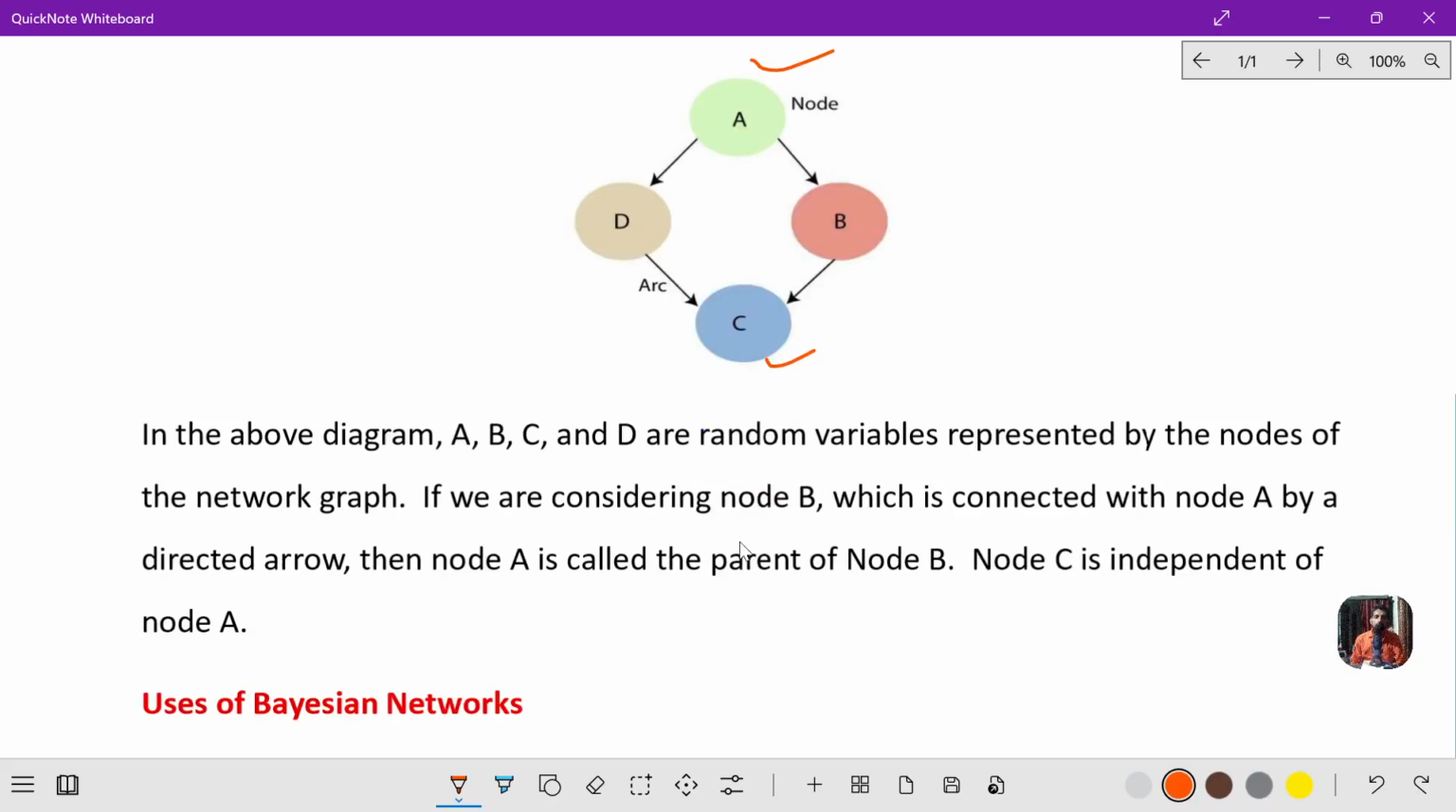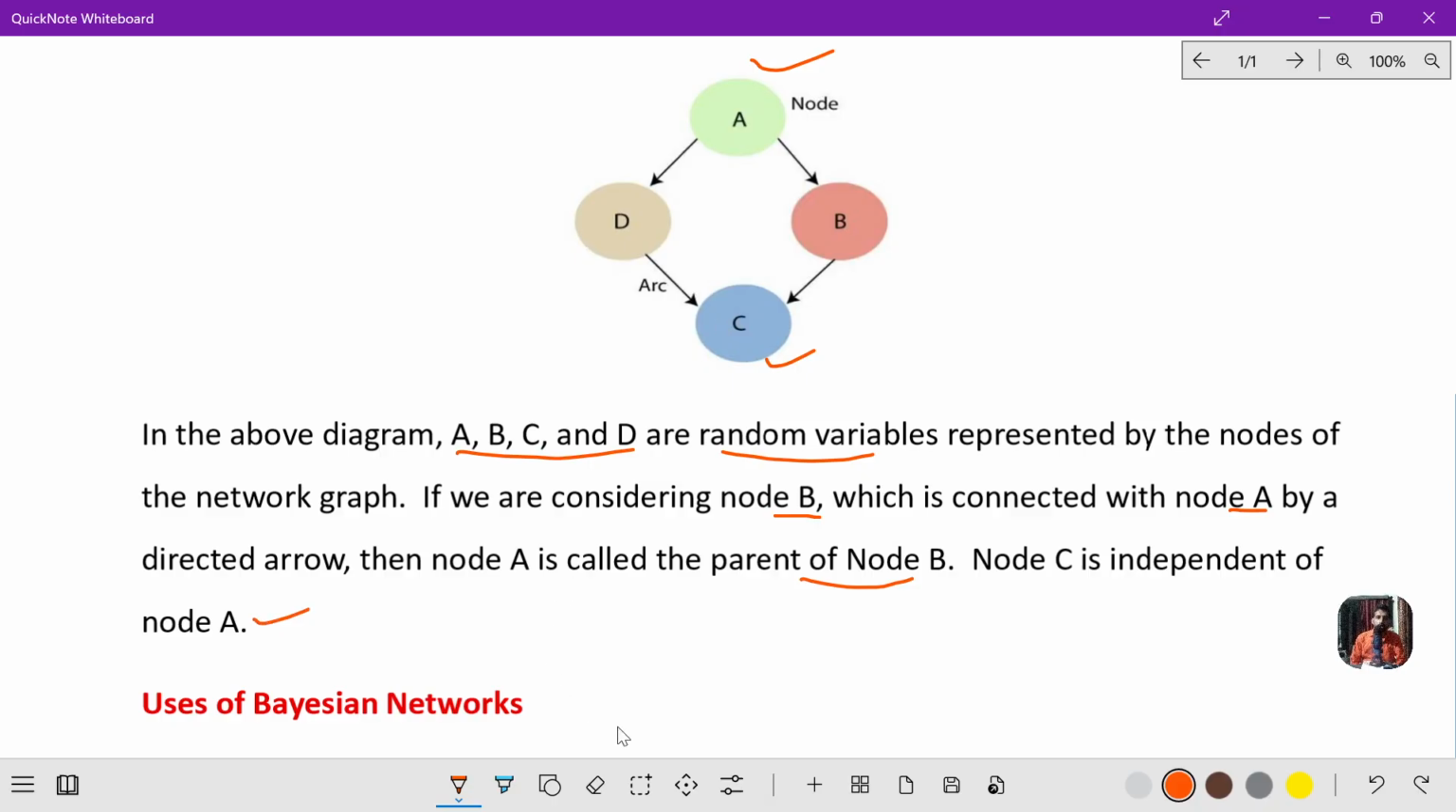Now you observe here in the above diagram, A, B, C, D are called random variables, represented by the nodes of the network graph. If you are considering node B, which is connected to node A by a directed arrow, then node A is called the parent of node B. And node C is independent of A because there is no connection between A and C.